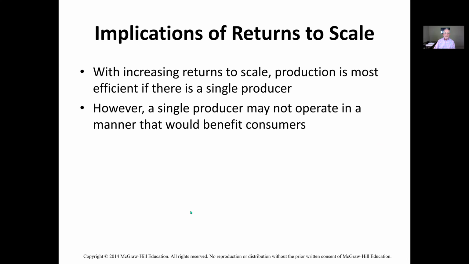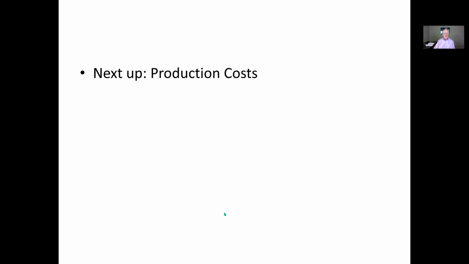So implications here, well, this is an interesting implication. When production exhibits increasing returns to scale, efficiency suggests there should be a single producer because it can produce at lower average cost than could two or more producers. But that's the issue of monopoly. So we're not going to discuss monopoly in this class, but you probably talked about it in your principles course anyway.